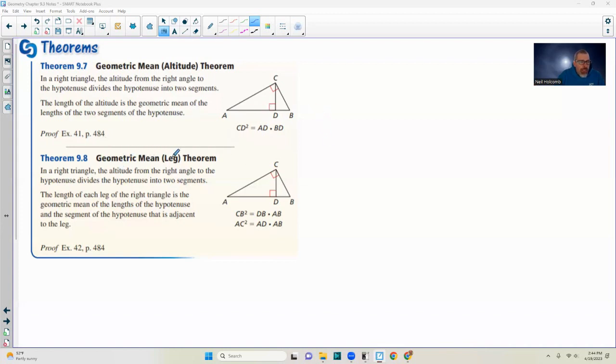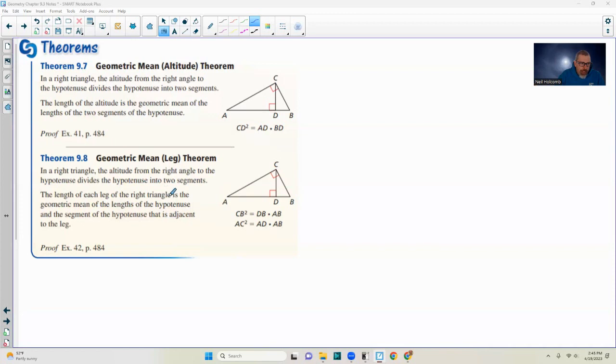And the geometric mean leg theorem states that in a right triangle, the altitude from the right angle to the hypotenuse divides the hypotenuse into 2 segments. Okay, so CD is dividing AB into 2 segments, AD and DB. The length of each leg of the right triangle is the geometric mean of the lengths of the hypotenuse. So CB squared equals DB times AB.